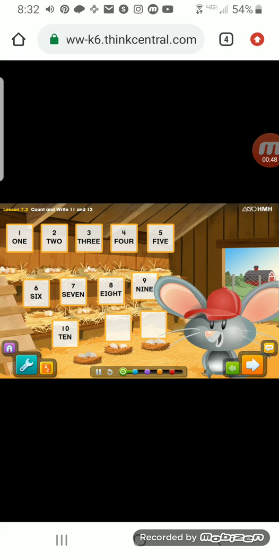Click the nest marked 1 and we'll say the numbers together. 1, 2, 3, 4, 5, 6, 7, 8, 9, 10. Great! The numbers are in order.